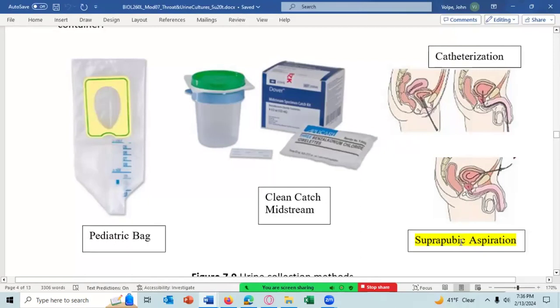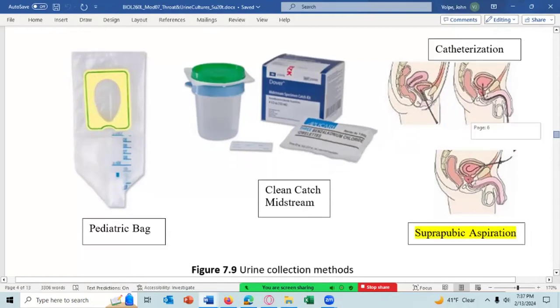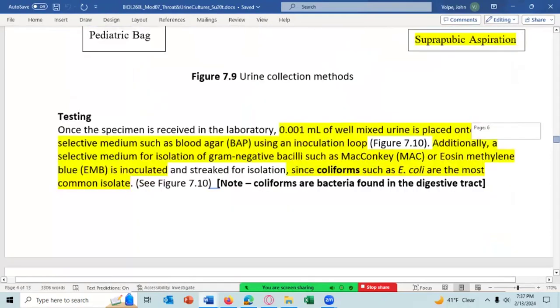The suprapubic aspiration is the cleanest way, but patients are not going to like it. They're going to hate getting a needle, and they don't really like catheters either. And they don't mind the clean catch midstream method. So that's why we frequently use that method for getting a urine sample.